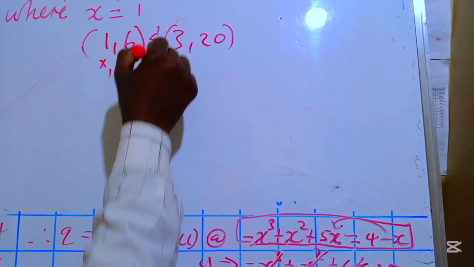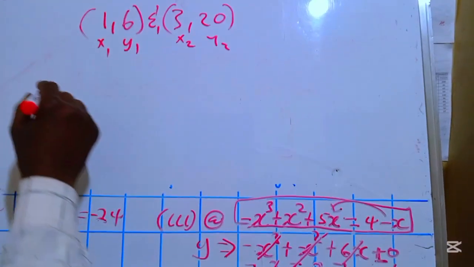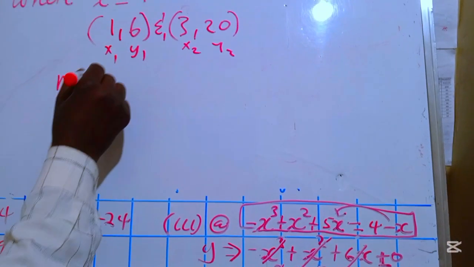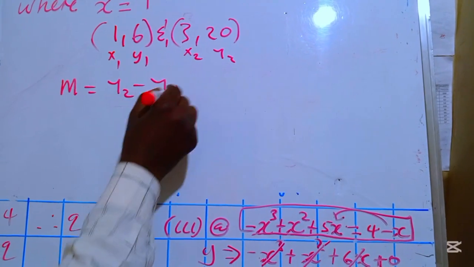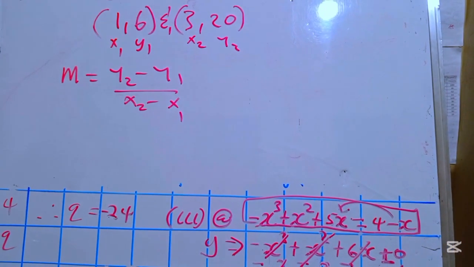These are the 2 points which have been given. So this is x2, y2. So please, we just use the common method of how to find the gradient: change in y over change in x. Like this, please. You can see what I've done.